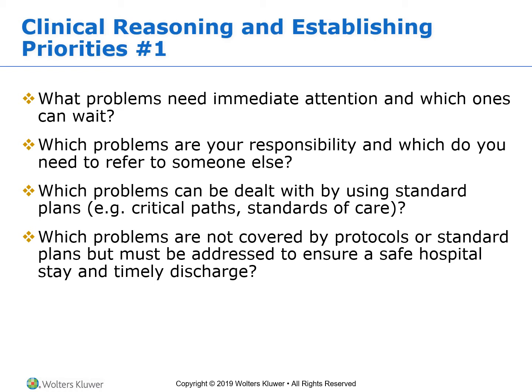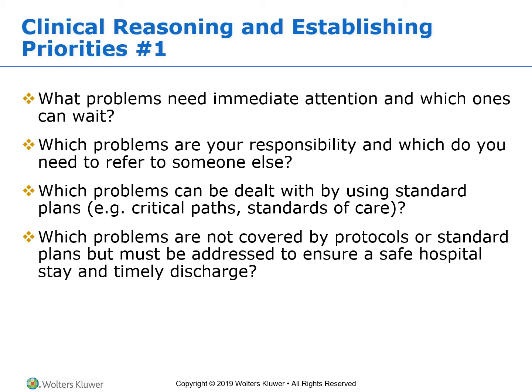So we think about what problems need immediate attention and which ones can wait. So if my patient has an airway problem versus a bleeding problem, which one is more life-threatening? And what do you think? You tell me, which one's more life-threatening? Is my patient going to die from an airway obstruction first, or will they bleed out before they die from an airway obstruction? What problems are your responsibilities, and which ones should you refer to someone else?